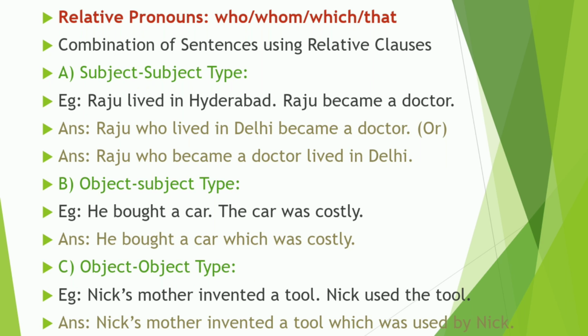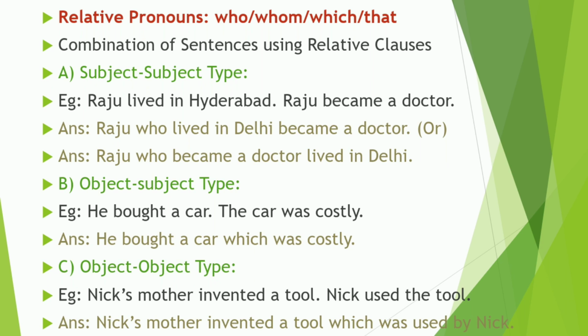Now, let's combine sentences through various means. Here, three cases have been given. They are subject-subject type, object-subject type, and object-object type. What is subject-subject type? Here, you will be given two sentences. The example sentences are here. Raju lived in Hyderabad. Raju became a doctor.